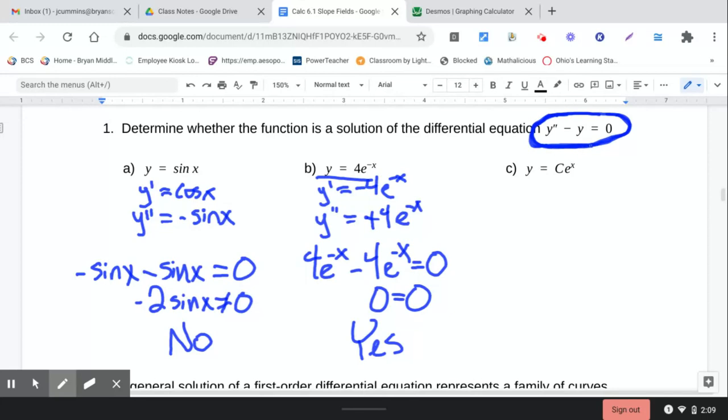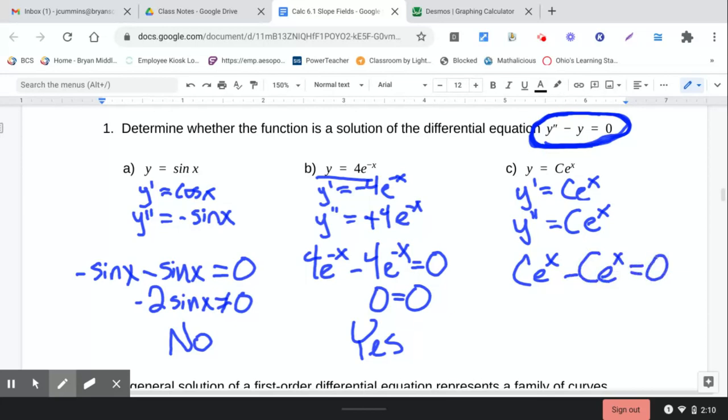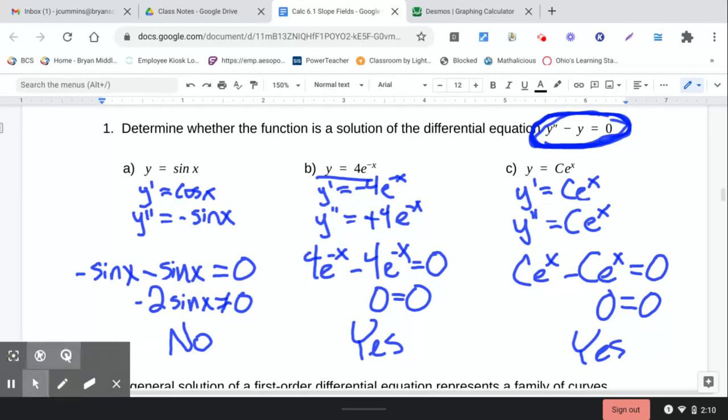All right, let's try the next one. We have y equals c e to the x. The first derivative is c e to the x. And the second derivative is also c e to the x. And now we're going to plug it into this. We'll take the second derivative minus y, which is c e to the x. We want to know, does that equal 0? And it does, so this is another solution. Okay, so this particular differential equation has multiple solutions, and you can see that b and c are both solutions to it.